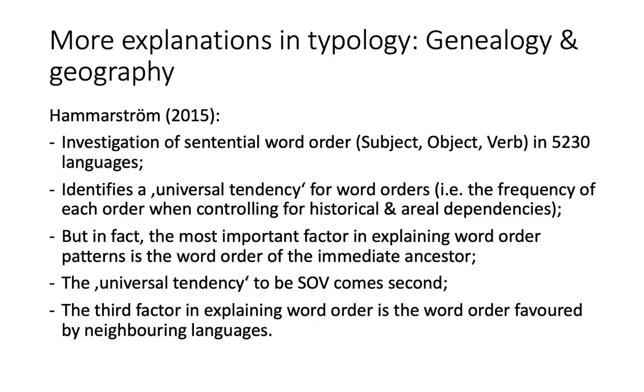But in fact, the most important factor in explaining word order patterns is the word order of the immediate ancestor, then this universal tendency to be SOV, and then the third factor in explaining the word order of any particular individual language is the word order favored by neighboring languages. So this is a clear case for the importance of family relationships and areal relationships in explaining typological variation.